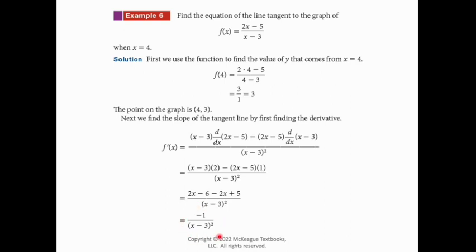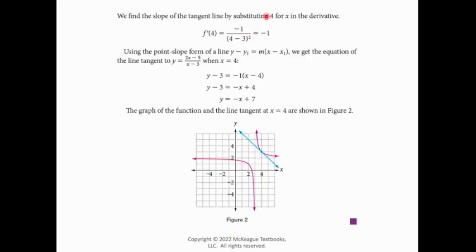So this is our derivative, which gives us the slope of the tangent line at any point on this function. Now if we want to find the slope of the tangent line specifically at x equals 4, we're going to plug in 4, and we're going to get that the slope is equal to negative 1. And don't forget that we're plugging it into the derivative. Sometimes people forget and plug it back into the function. So now we know that this is the slope of the tangent line at x equals 4.